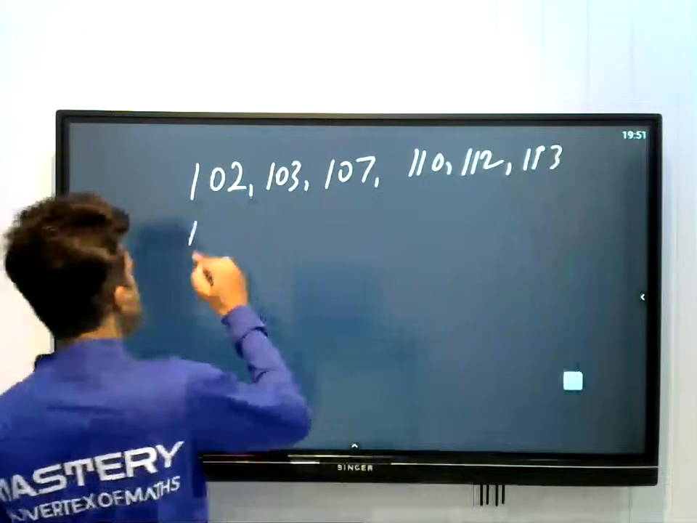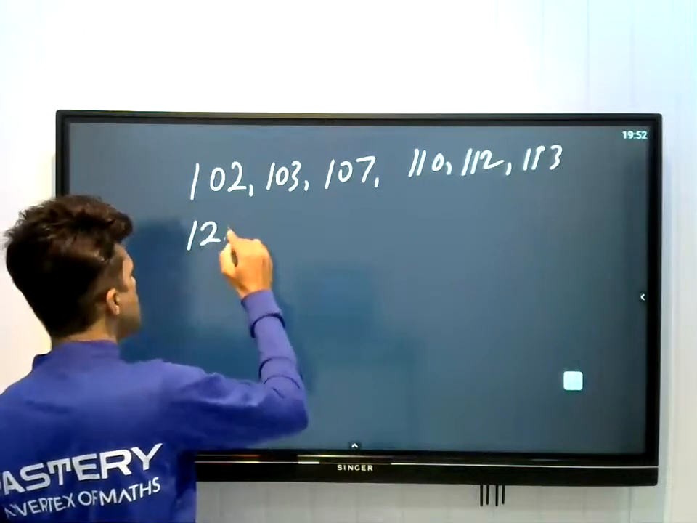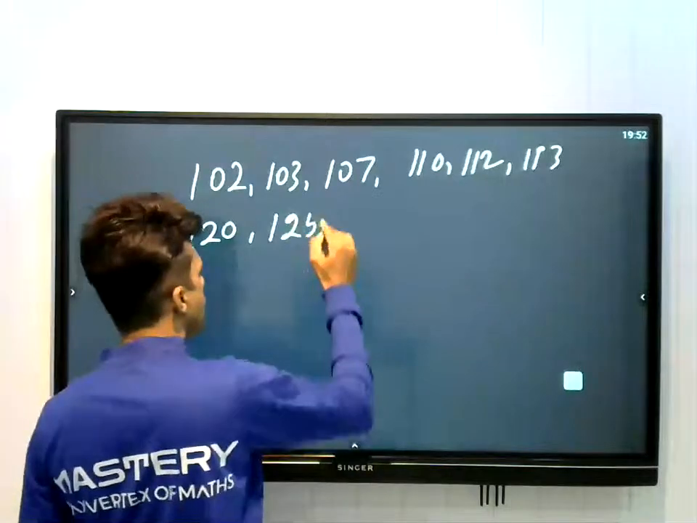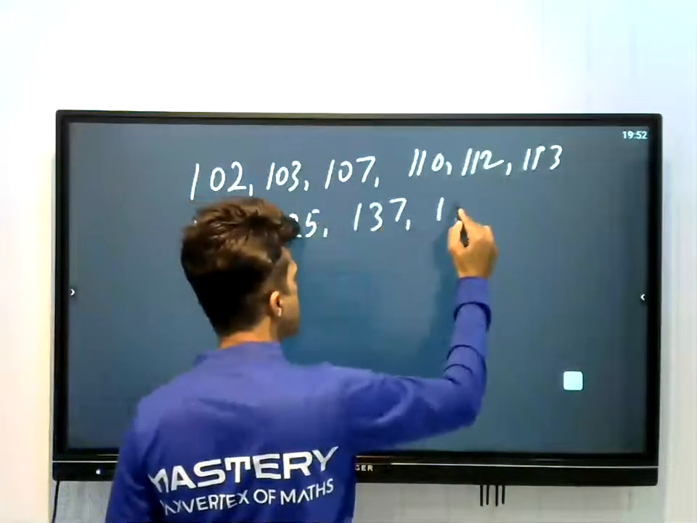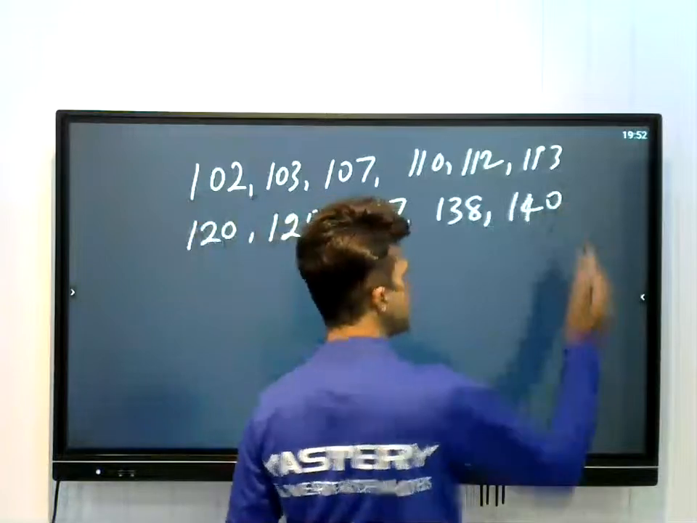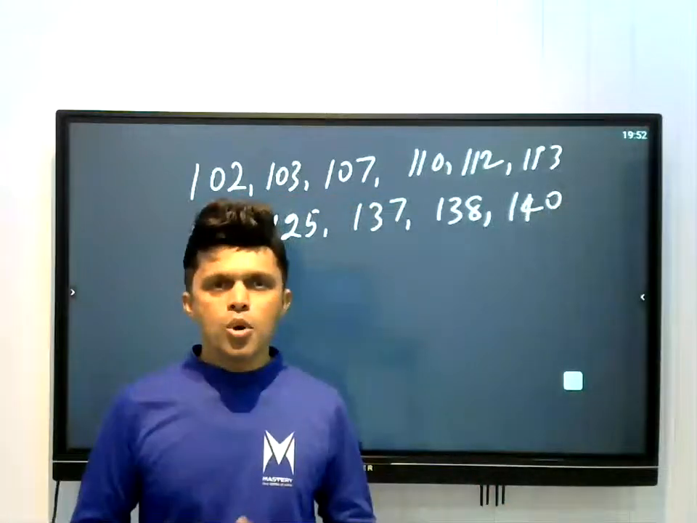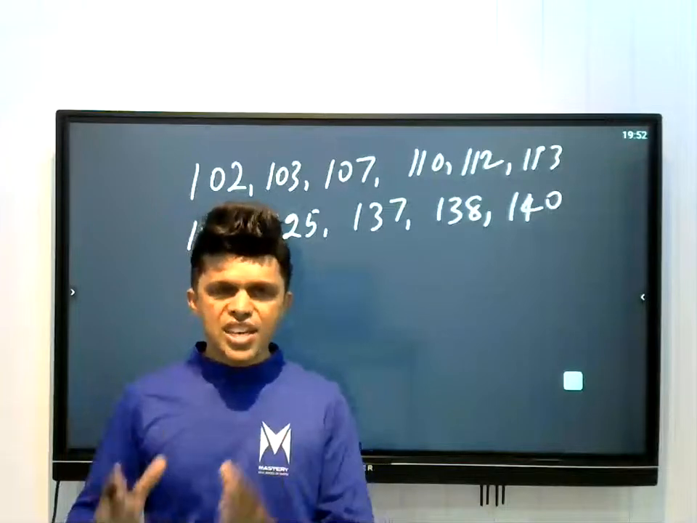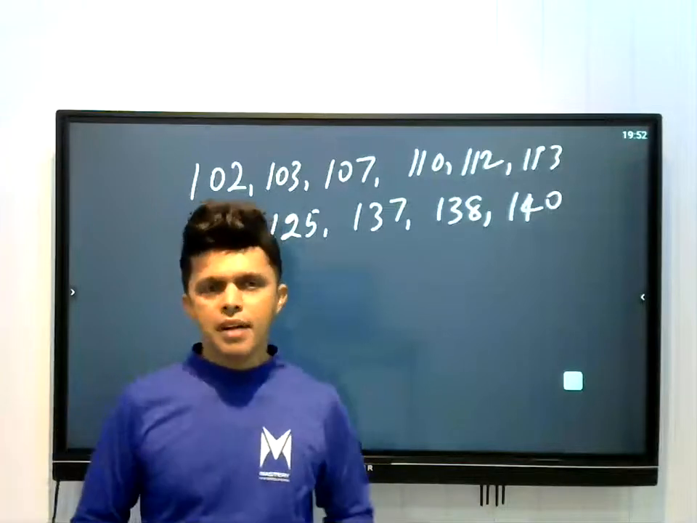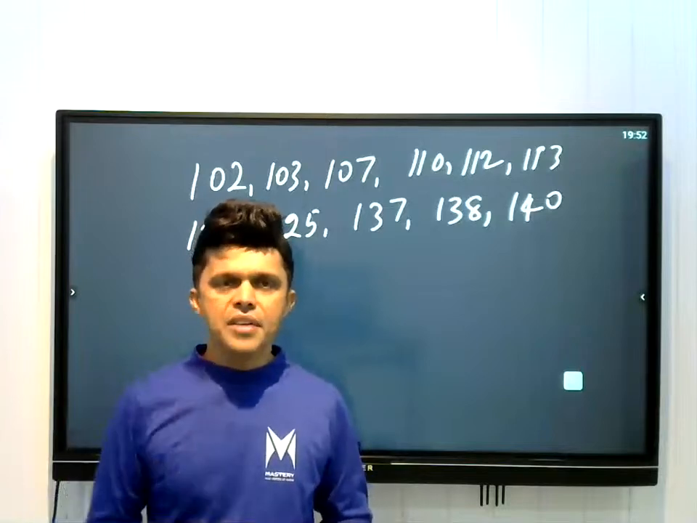102, 103, 107, 110, 112, 113, 120, 125, 137, 138, 140. How can we enter this data in a stem and leaf diagram? These are just three-digit numbers, right? There are 3 digits in the numbers in this data.